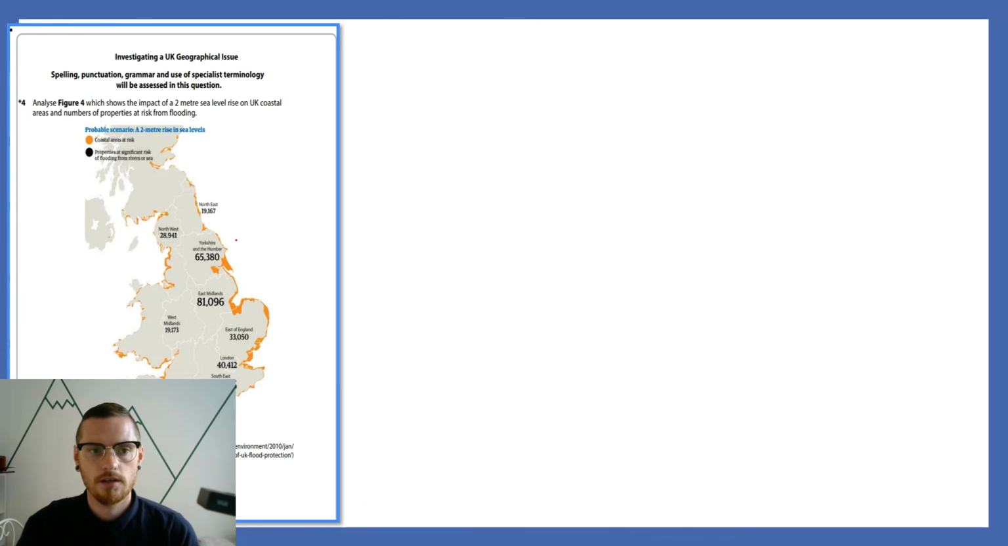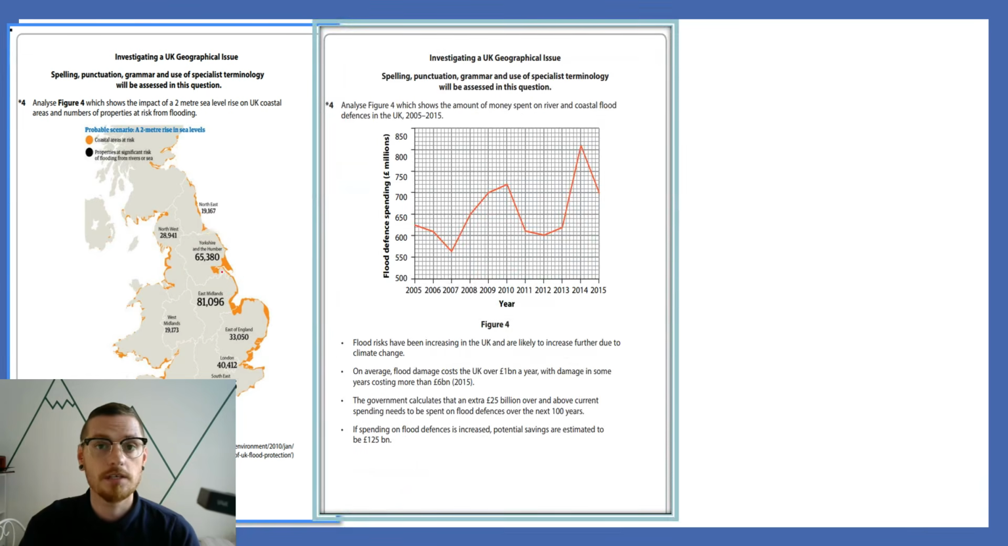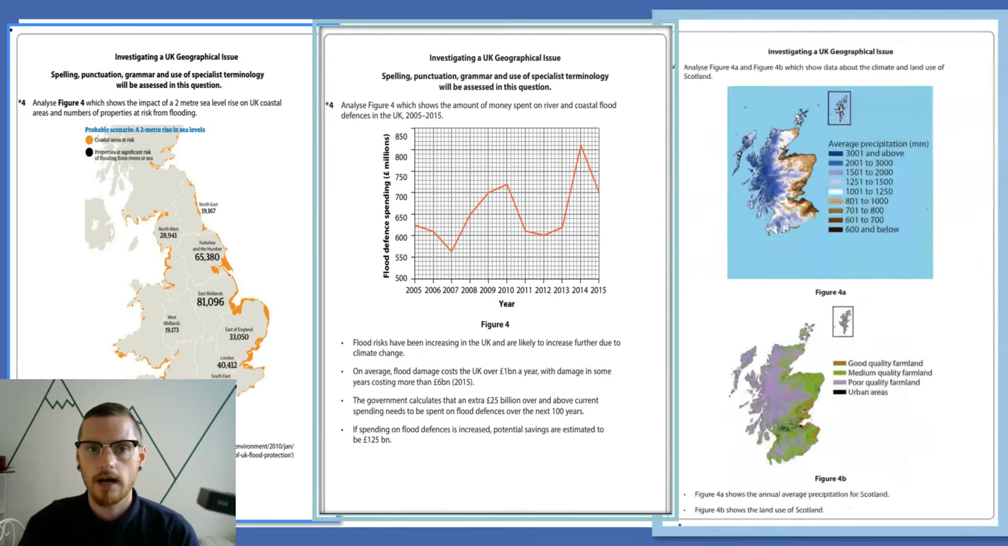What I've got here is the 3 examples that have been produced by the exam board. First one is taken from our specimen. Second one, the SAM. So these are mocks made by the exam board.